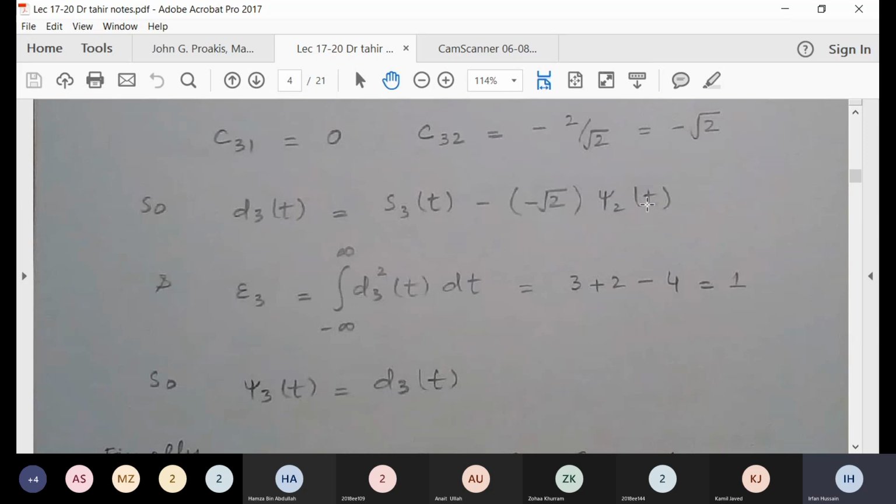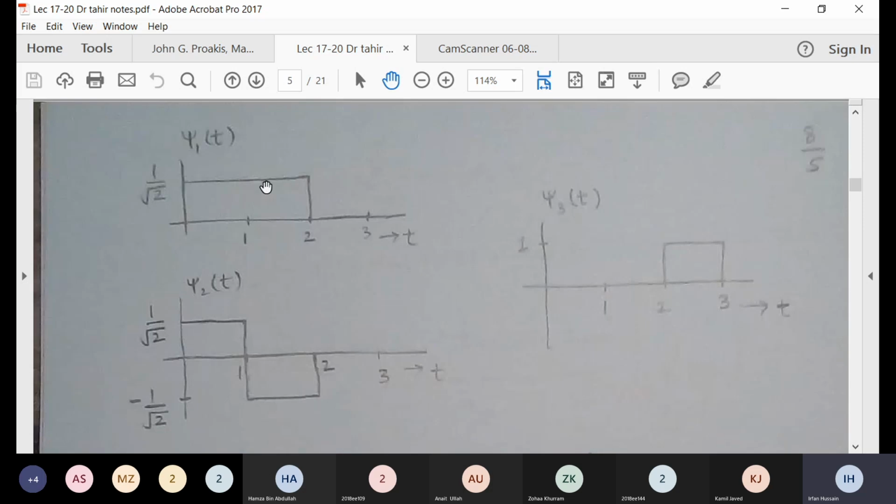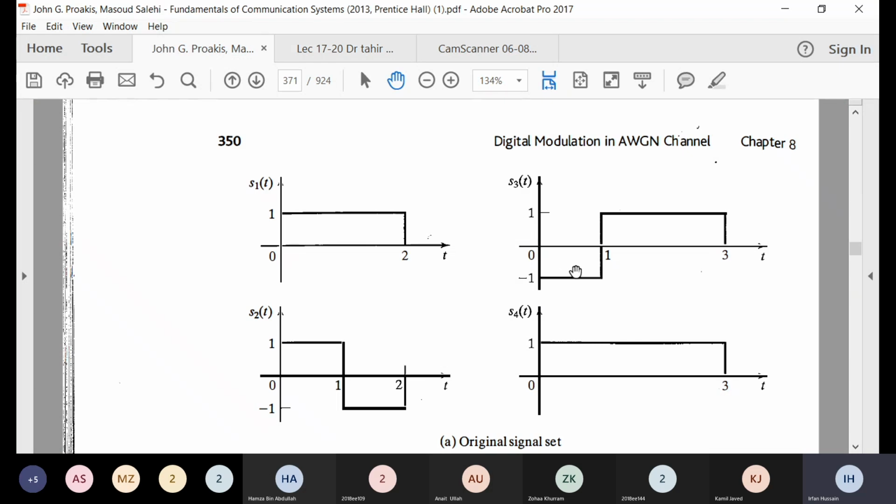You can also draw D3 here. S3 plus under root 2 psi2 means that in your psi2 you just multiply it by under root 2. This will become 1, this will become minus 1, and you can add this to your S3. The 1 minus 1 is 0, and 1 minus 1 is 0. So this totally will go away. The signal will be only from 2 to 3.